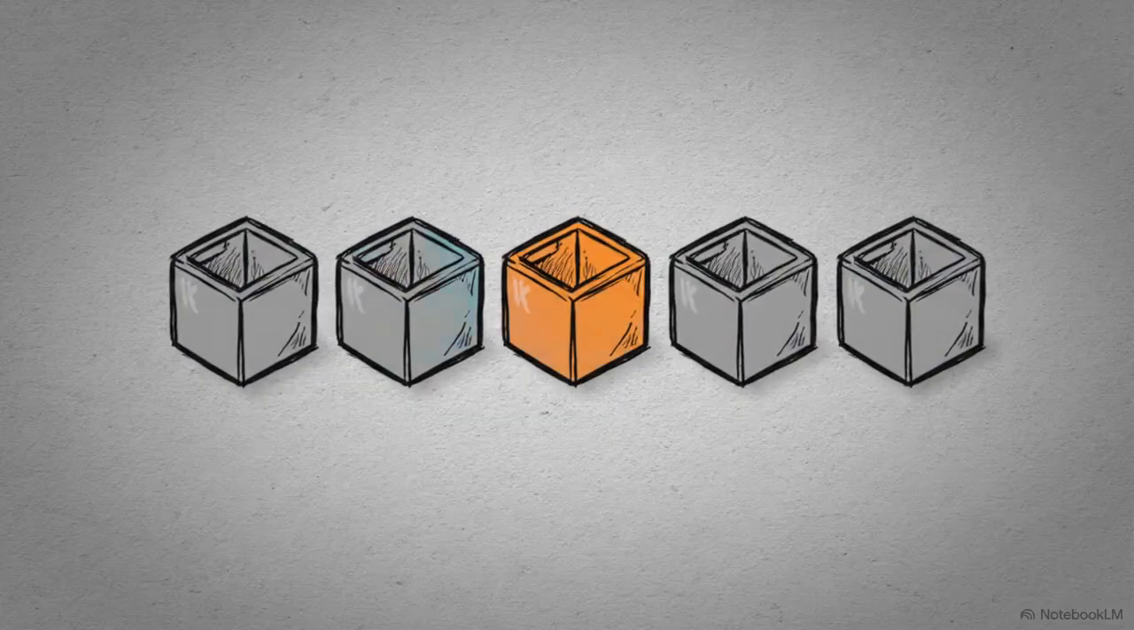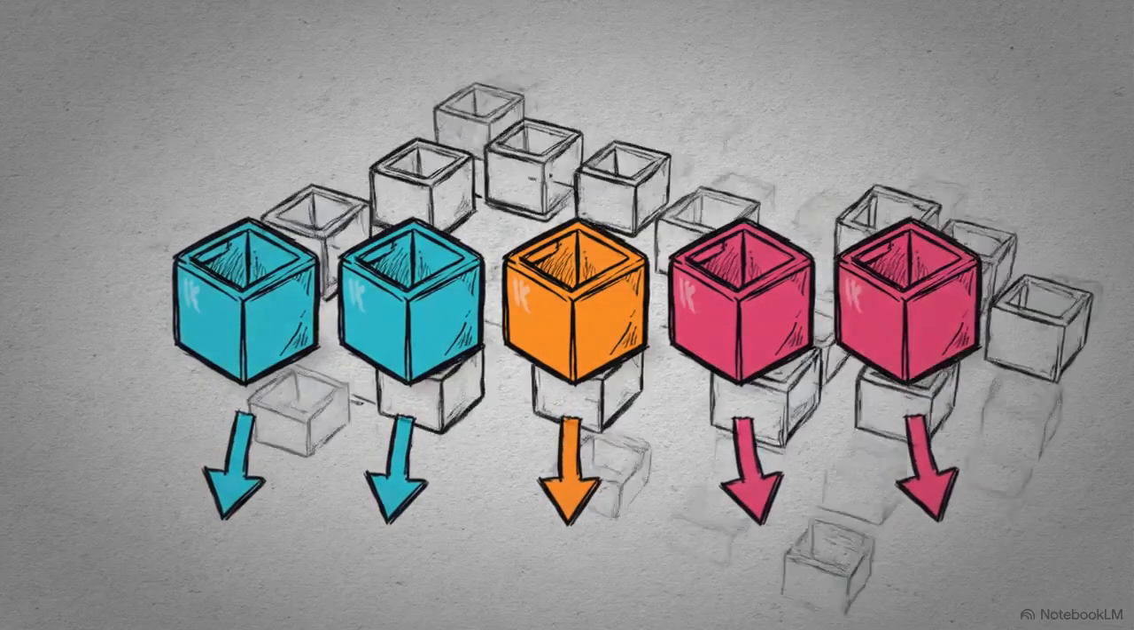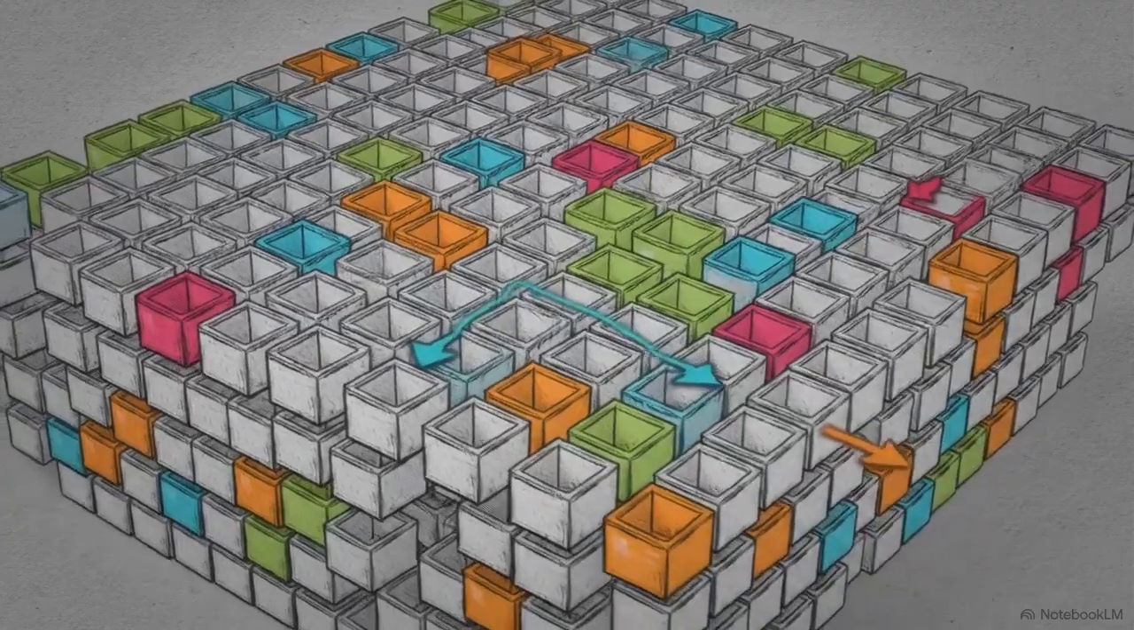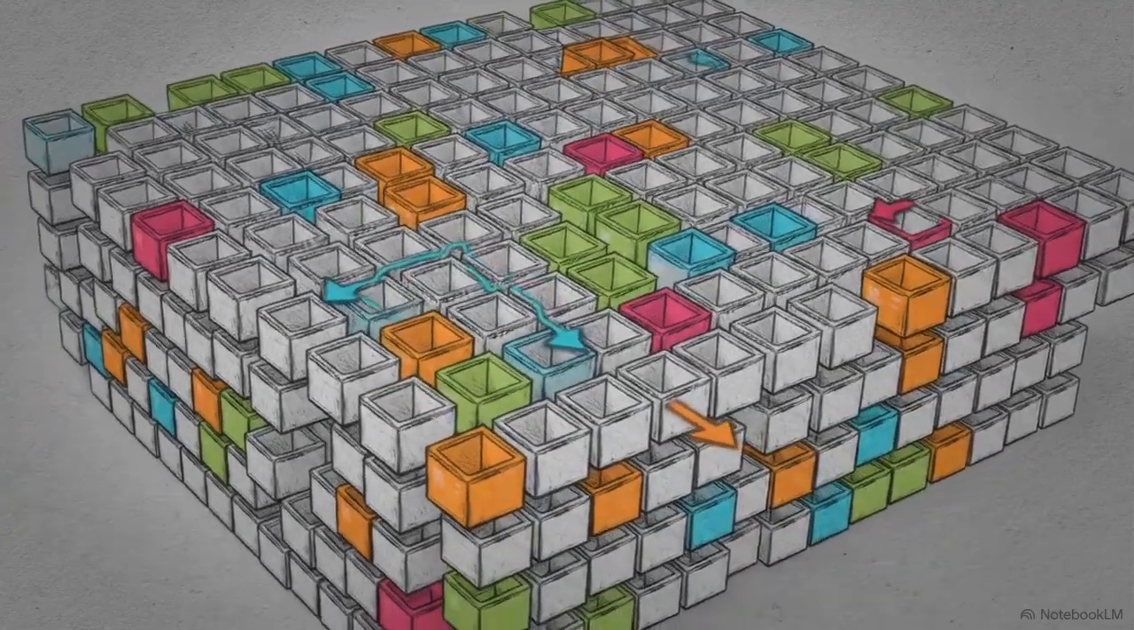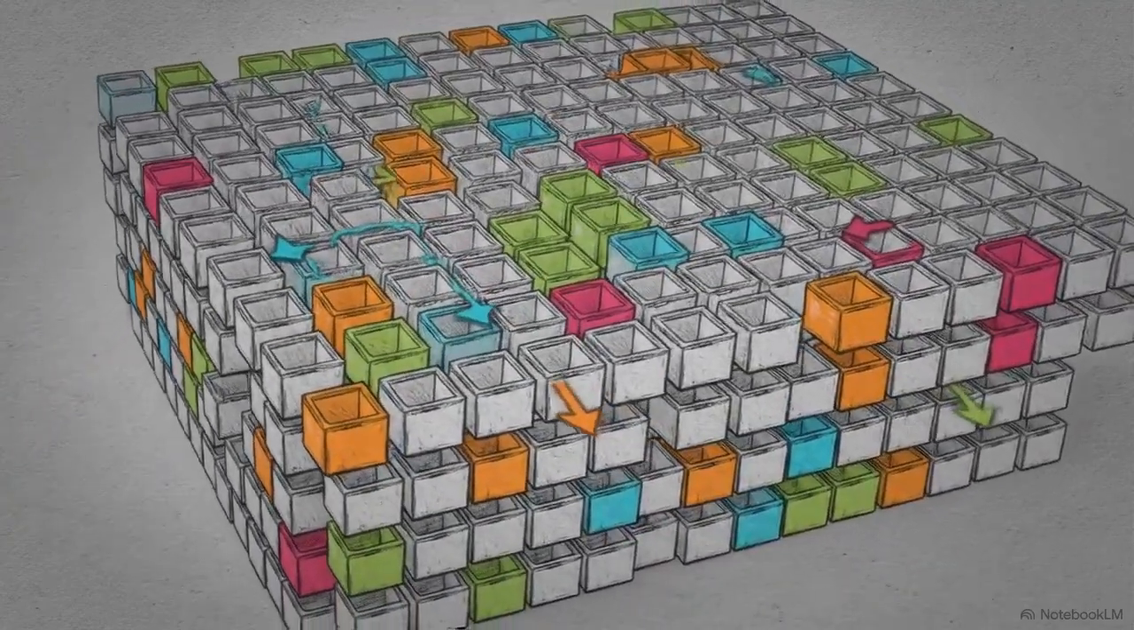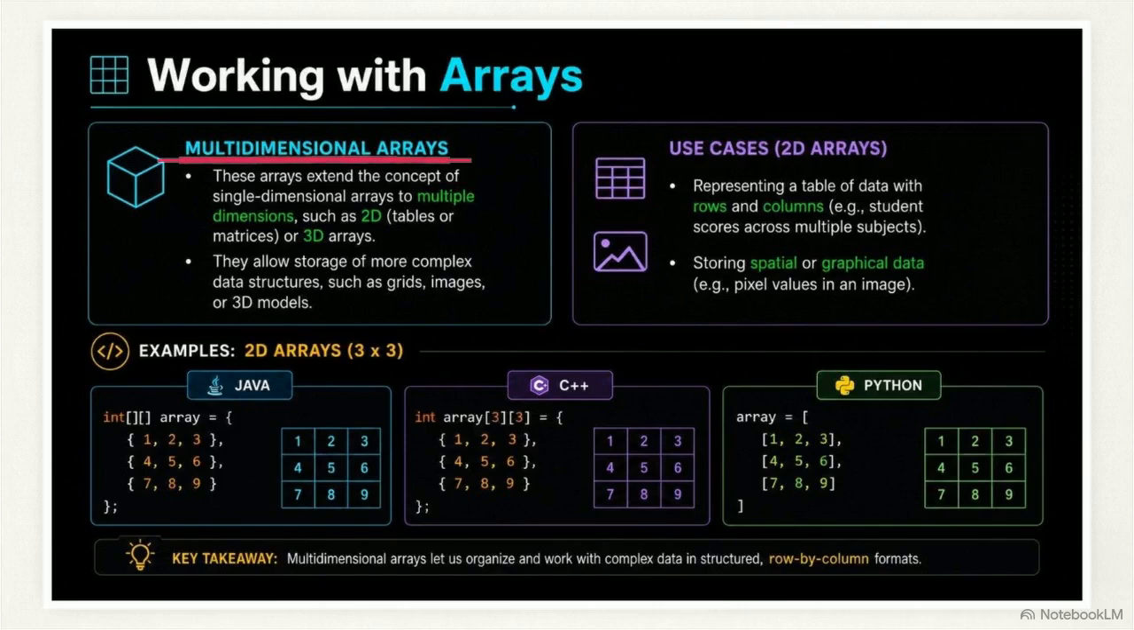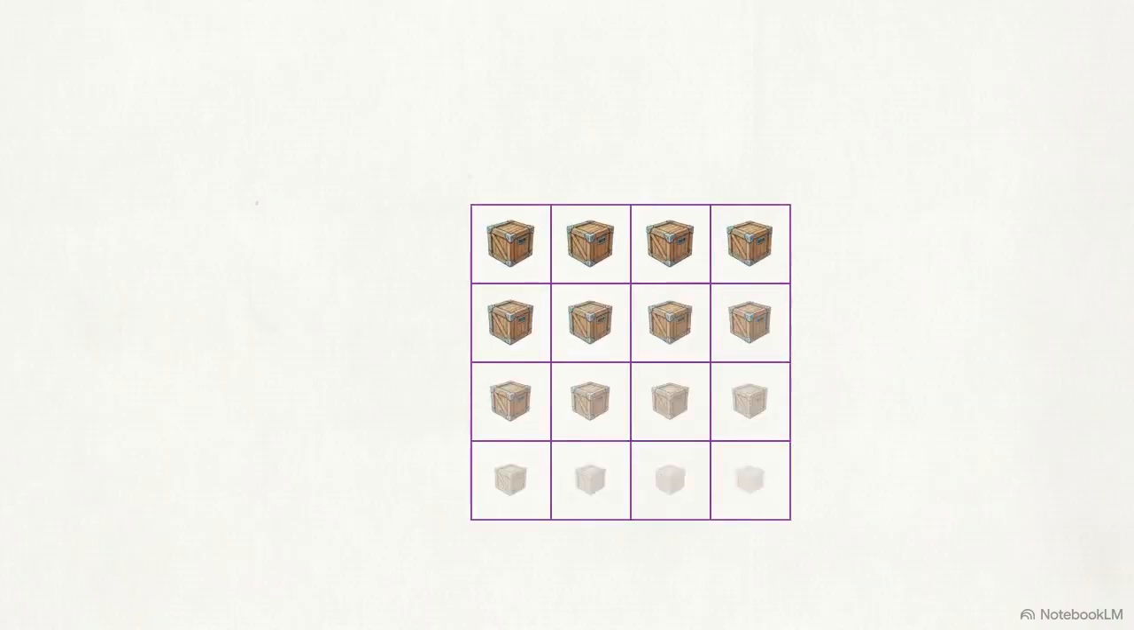Simple lists work well for a single row of temperatures or test scores, but they fall short when you need to store relational, grid-based information. Here we have multidimensional arrays. As the 3x3 grids in these code blocks show, we can nest arrays inside of other arrays. This creates a 2D matrix.